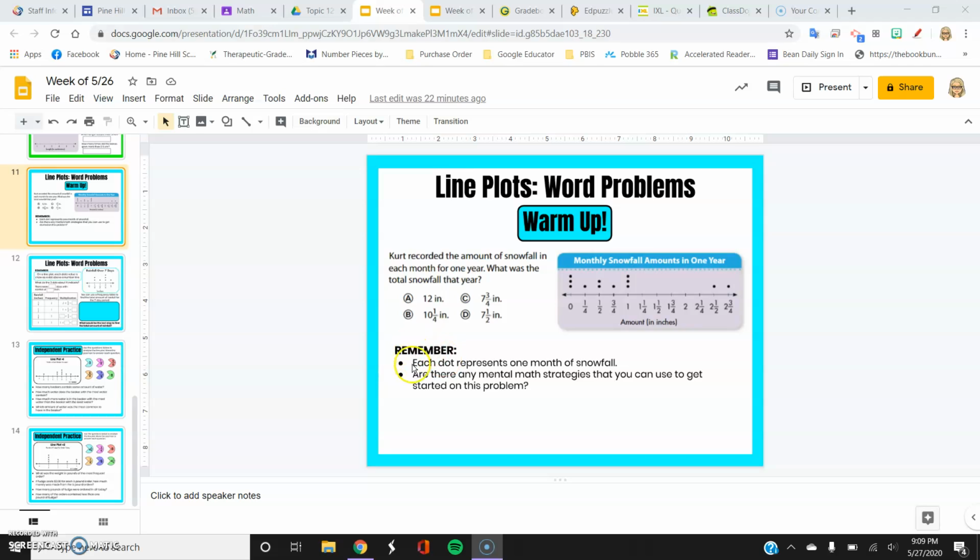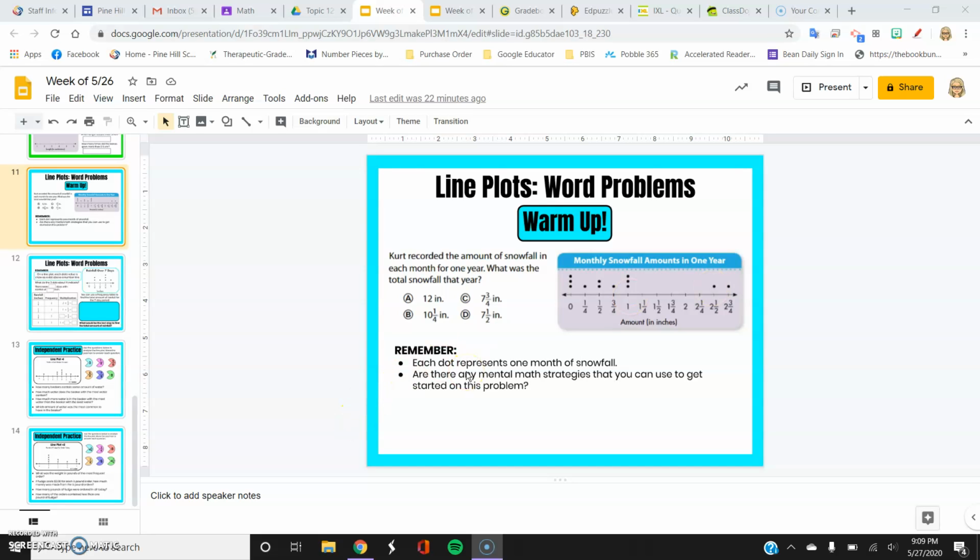So let's look at my reminder. Each dot represents 1 month of snowfall. Okay, so here's 1 month, 2, 3, 4, 5, 6, 7, 8, 9, 10, 11, 12. And so that makes sense. There's 12 months in the year.